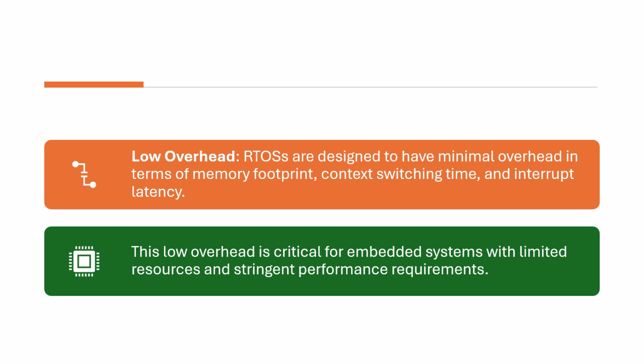It is low overhead. RTOS are designed to have minimal overhead in terms of memory footprint, context switching time, and interrupt latency. So this low overhead is critical for embedded systems with limited resources and stringent performance requirements. Low overhead means it is designed to be minimal, it runs on very small hardware, context switching time is quick, interrupt latency is low, and this low overhead is critical for embedded systems. So this is another important point.